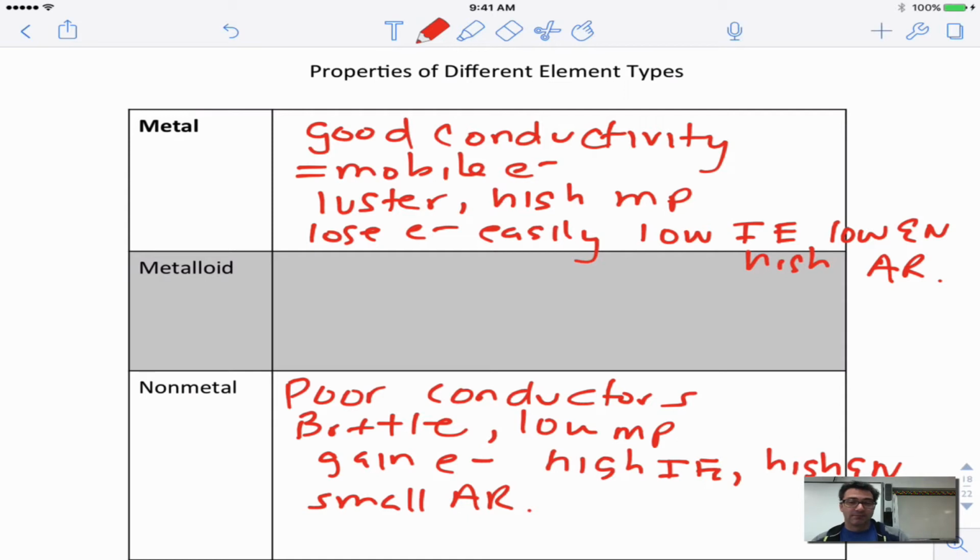Something else I want to add about metals when we think about properties, and we mentioned this in the first chapter, just a little bit of review: the metals tend to be malleable and tend to be ductile.